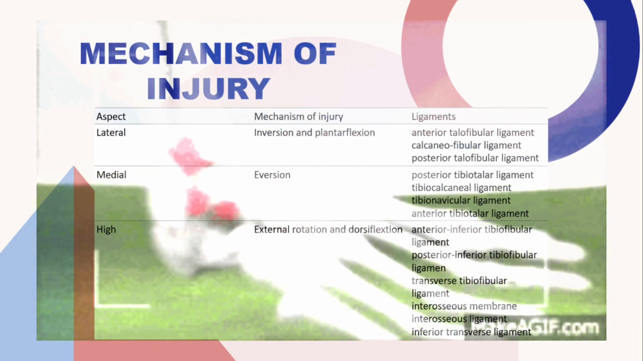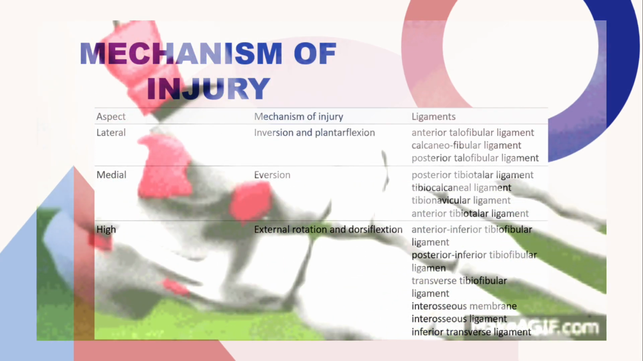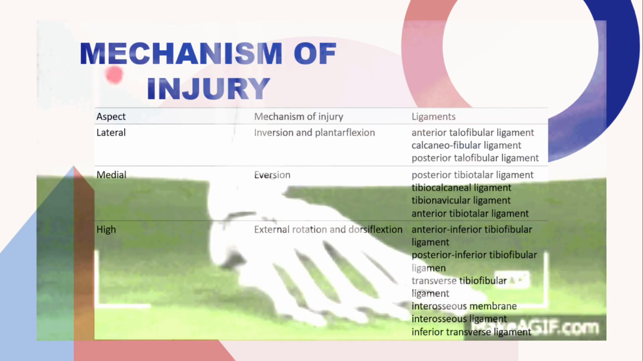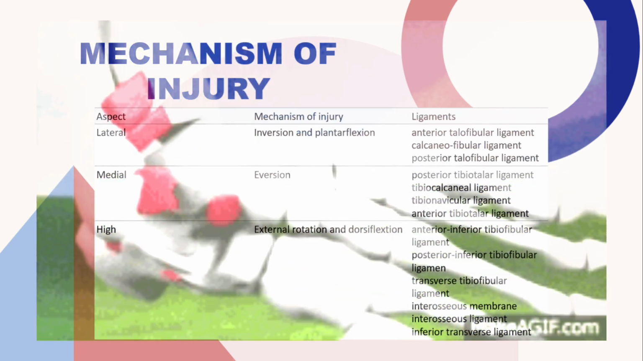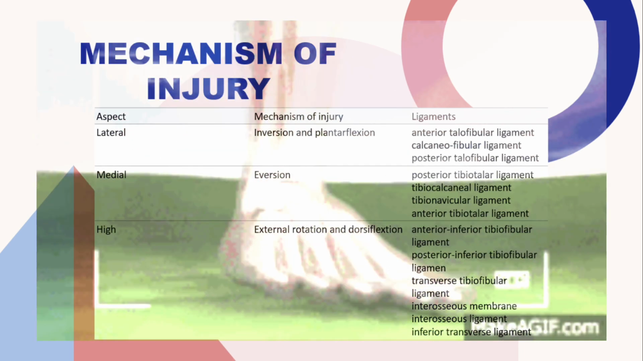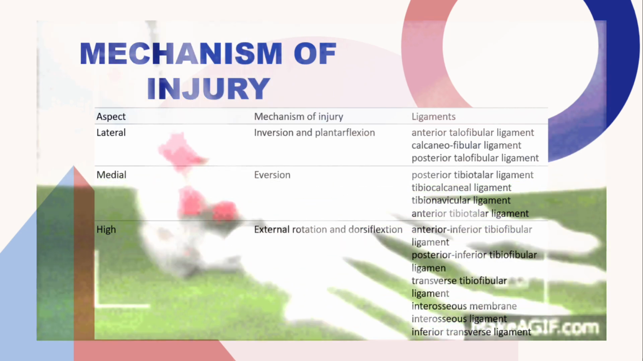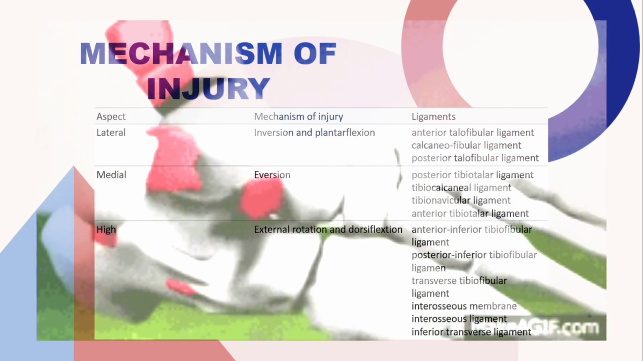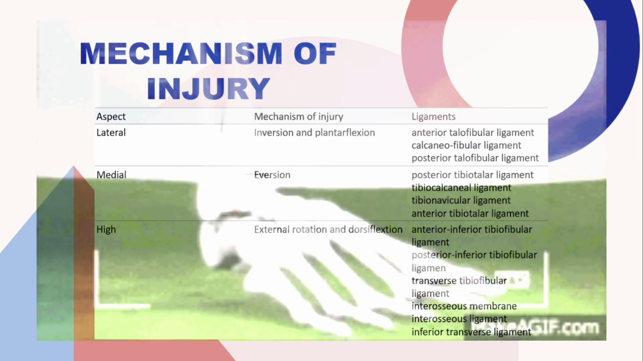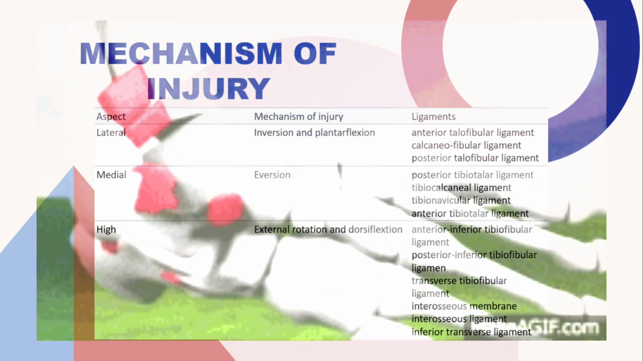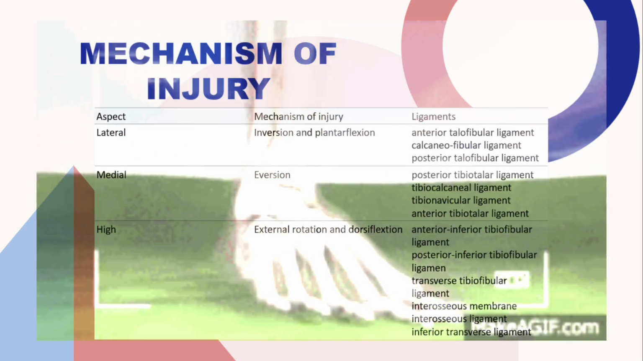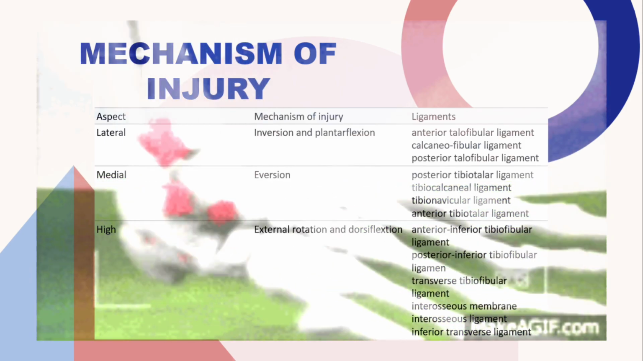There are three aspects of ankle sprain. First is the lateral ankle sprain, which is the inversion and plantar flexion of the ankle. Second is the medial ankle sprain, which is the eversion of the ankle. And lastly, the high ankle sprain, which is the internal rotation and dorsiflexion of the ankle.